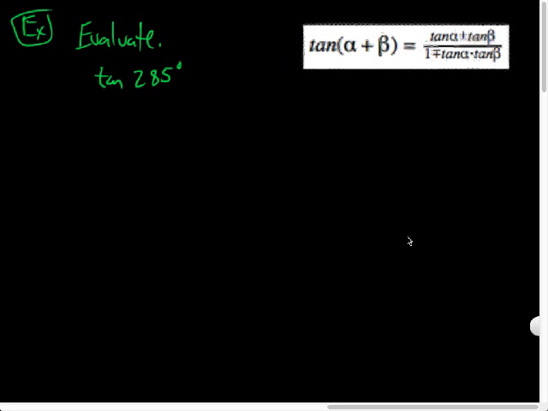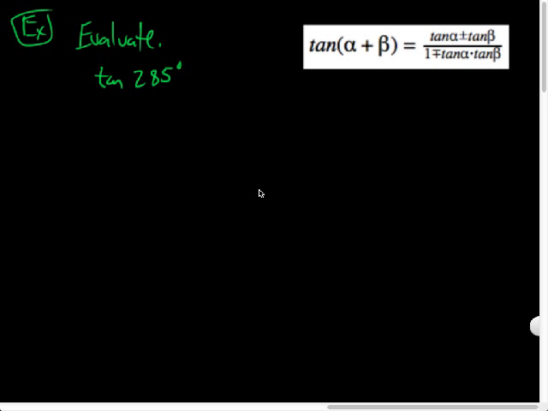Now, technically, you might not even have needed this, because using the quotient identity, I would expect that tan of a plus b would just be the sine of a plus b over the cos of a plus b. And that would have worked. But this is a simplified version of it, so that it made it its own identity. Tan of 285.